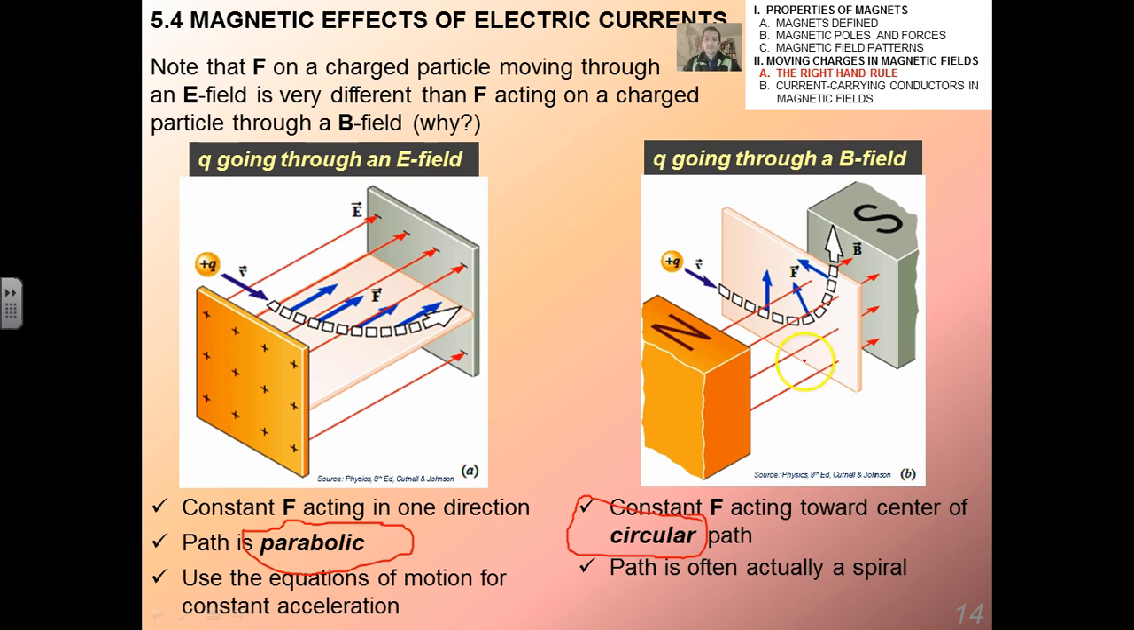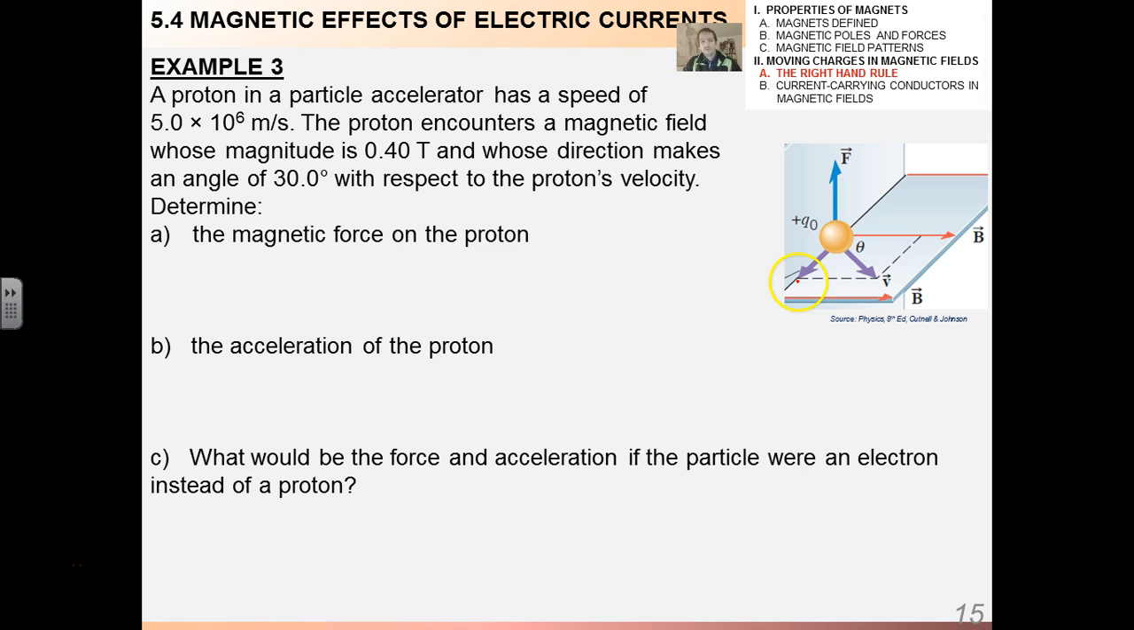The path is often actually a spiral, but when we're doing problem solving, we still treat it circularly. And what that means is that we use the old centripetal force equation, and we equate that to the magnetic force, and I'll do a couple of examples of that in just a little bit. The force really is the centripetal force, okay? So let's do an example, okay?